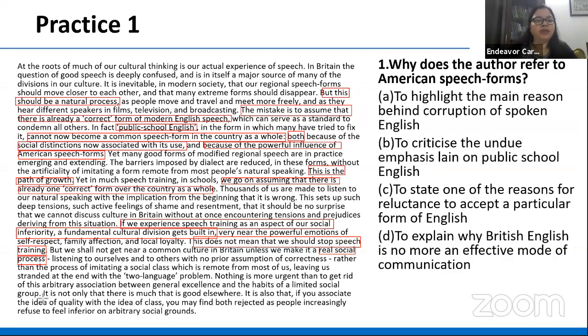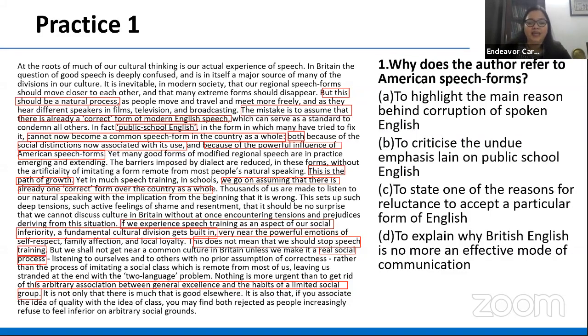Nothing is more urgent than to get rid of this arbitrary association between general excellence and the habits of a limited social group. What is this limited social group? The class that goes to public school English, right? That's a class. So if you think that that is the correct language, there's an arbitrary association. Quality is being connected with the class. Arbitrary, random connection that you make between quality and a class.